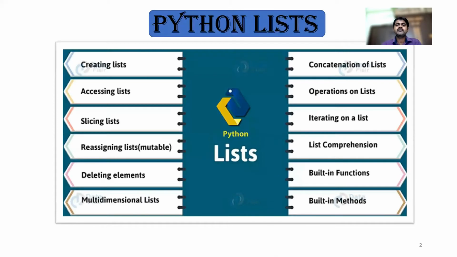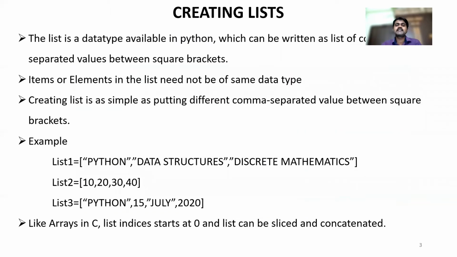Okay, so in Python lists, we are going to discuss all these topics. First, how to create a list, how to access a list, how to slice a list, how to reassign a list, how to delete elements in a list, multi-dimensional list, concatenation of lists, some operations on lists, how we iterate on a list, what is list comprehension, what are different built-in functions present in a list, and what are different built-in methods present in a list. So basically, first, what is a list?